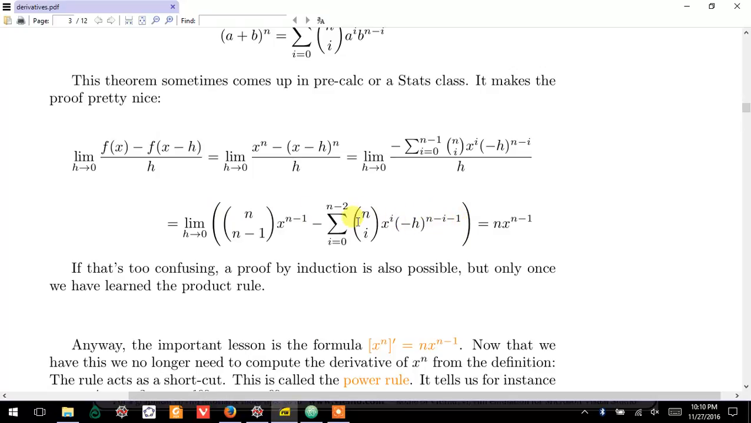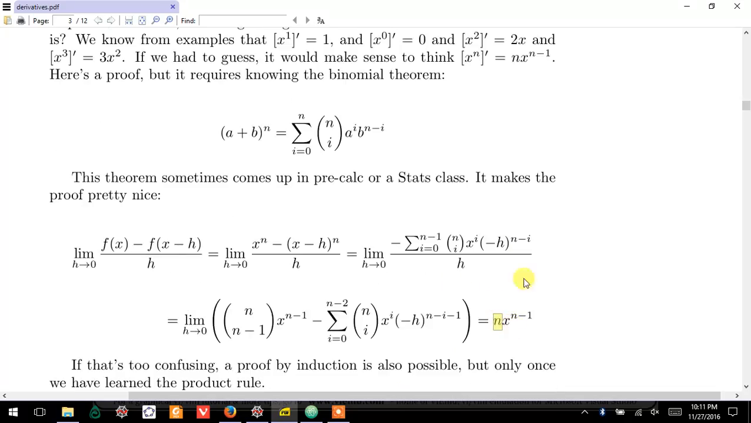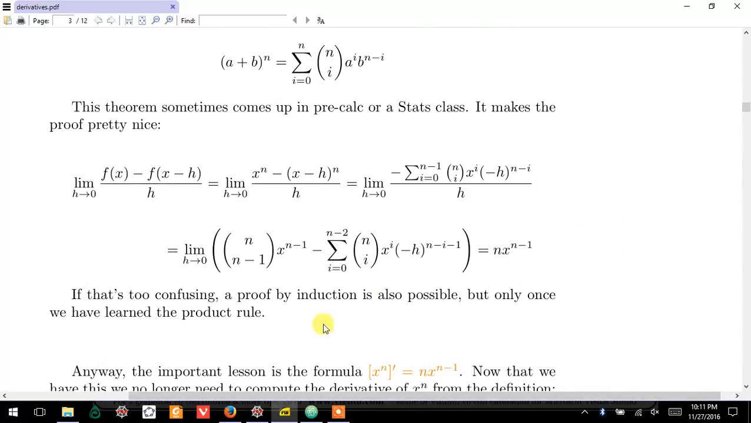Now, at this point, the important thing to remark is that this does not have h in it. So it stays after we take the limit. But everything else is going to have an h in it. So this all just vanishes, turns into 0. And the only thing we're left with is this right here. And surprise, surprise, n choose n minus 1, it is possible to prove it's just equal to n. This is exactly the result that we thought we would get. So there's the proof.